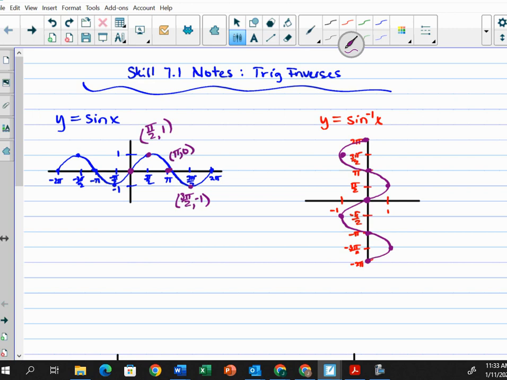You like that graph better? It does. It looks cool. It looks 3D. Yeah, I agree. That's the new sine. We like this one.